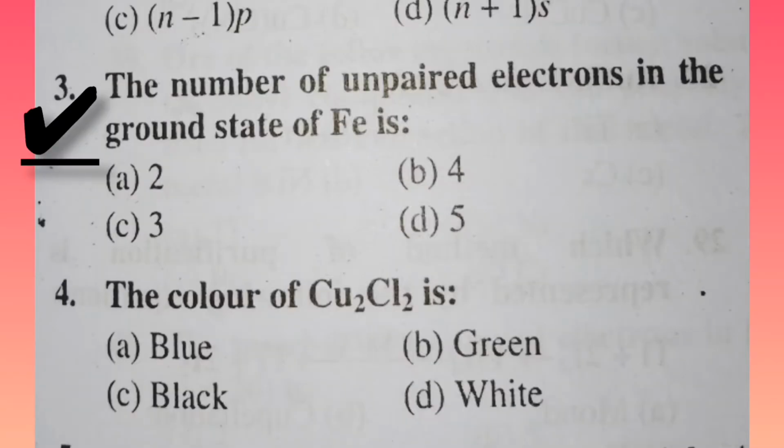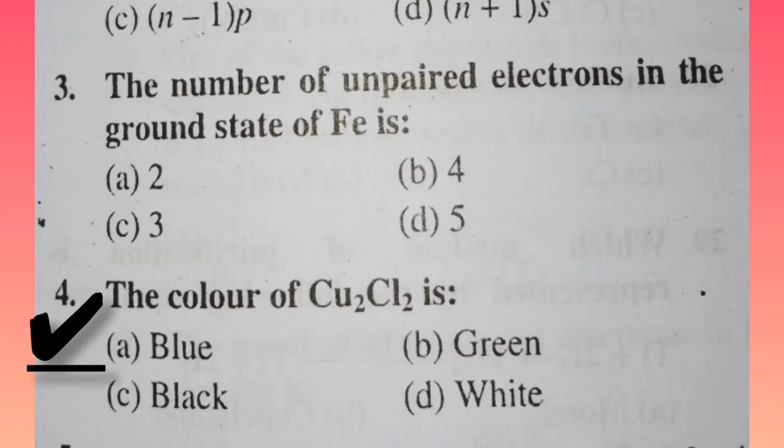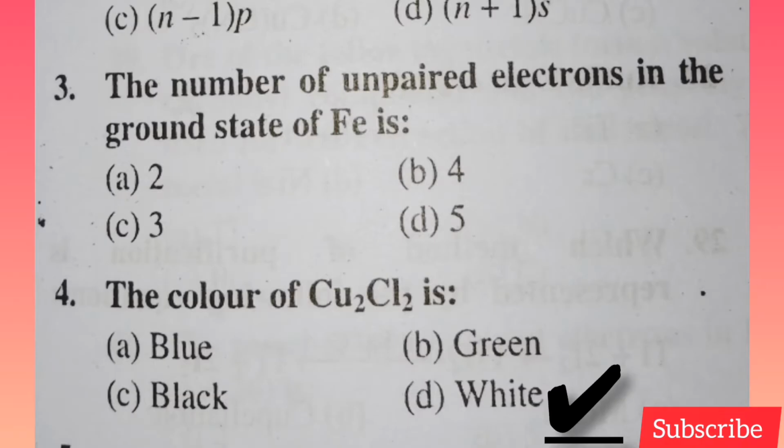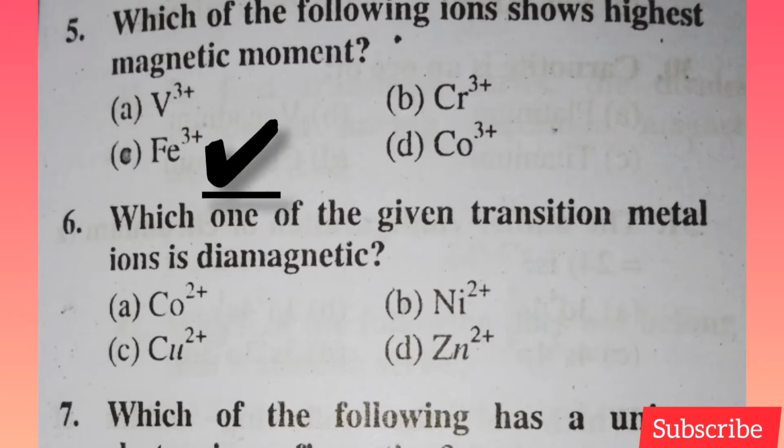थर्ड क्वेश्चन है द नंबर ऑफ अनपेयर्ड इलेक्ट्रॉन्स इन द ग्राउंड स्टेट ऑफ Fe. इन दिस क्वेश्चन ऑप्शन B इज करेक्ट, 4 अनपेयर्ड इलेक्ट्रॉन्स होते हैं ग्राउंड स्टेट में Fe के. नेक्स्ट क्वेश्चन है द कलर ऑफ Cu2Cl2 इज. इन दिस क्वेश्चन द राइट ऑप्शन इज D, वाइट कलर होता है. विच ऑफ द फॉलोइंग आयन शोज हाईएस्ट मैग्नेटिक मूवमेंट, तो Fe3+, मतलब ऑप्शन C इज करेक्ट.